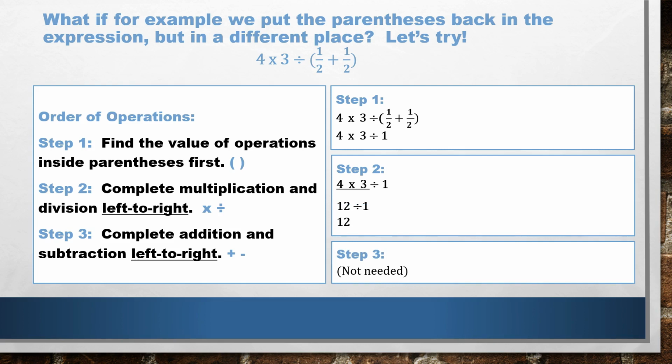In the first two expressions, where the parentheses were in a different place and where the parentheses did not exist, the answer to this problem was 24 and 1/2. By placing the parentheses around 1/2 plus 1/2, the value is now 12. So sometimes where we place parentheses in a problem does impact the value of an expression. It's always important to follow order of operations for that reason.